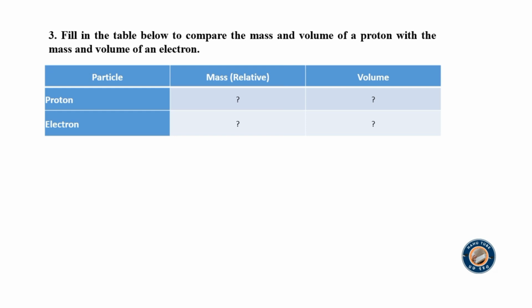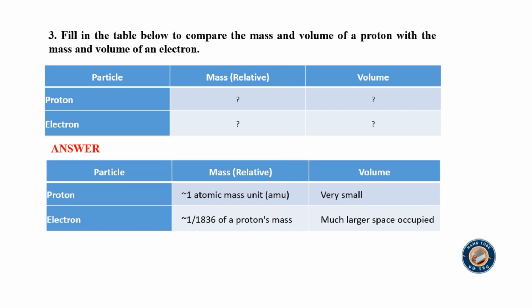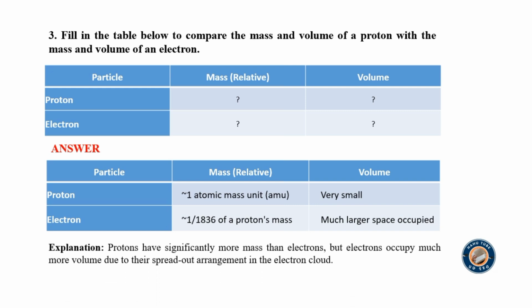The answer is: the relative mass of a proton is approximately 1 atomic mass unit, and the relative mass of an electron is 1 over 1836 times that of a proton's mass. The volume of a proton is very small, and the volume of an electron is much larger in terms of space occupied. Protons have significantly more mass than electrons. Electrons occupy much more volume due to their spread out arrangement in the electron cloud.